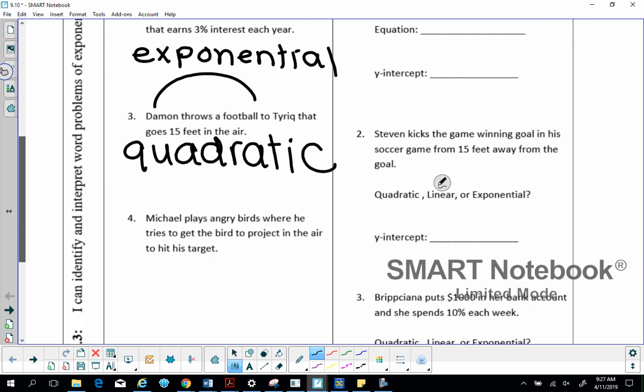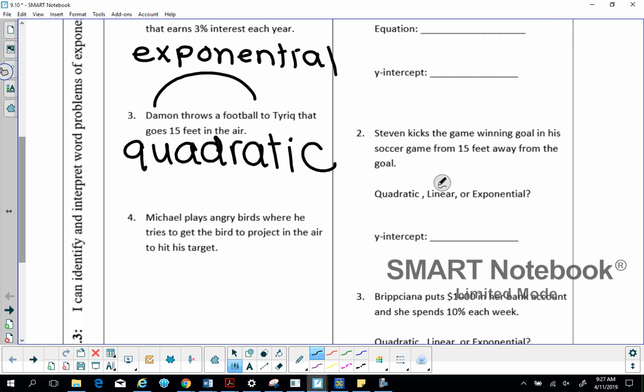Last one, Michael. Michael plays Angry Birds where he tries to get the bird, and you're projecting something. So Michael, what type of function would that be? If you're playing Angry Birds and you're projecting something in the air, what type of function would that be? Not exponential. What would it be, Tyreek? Quadratic. Because you're going like this, right? Yeah. So quadratic, beautiful. Cool.